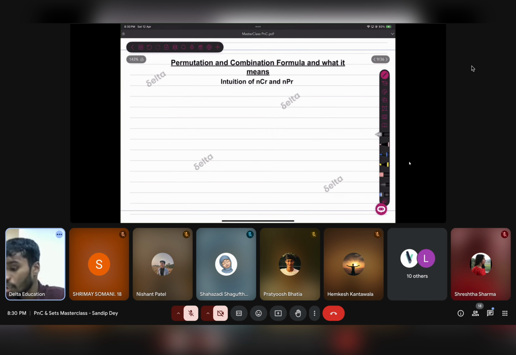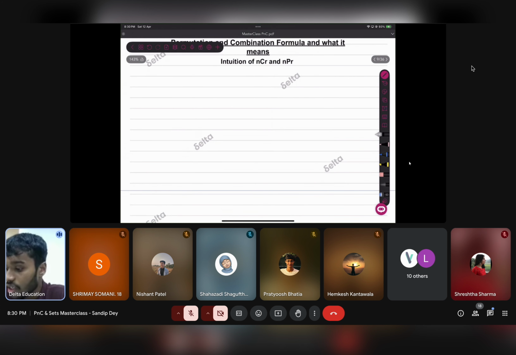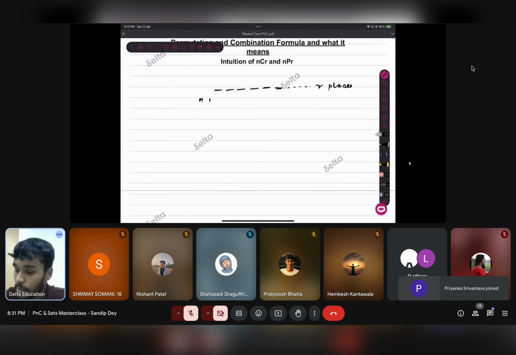So, the intuition of NCR and NPR. Let's say there are R places. Now we don't have N places, we have R places. And we have N items again. We want to find in how many ways we can arrange those N items at R places. That is the basic fundamental meaning of NPR.